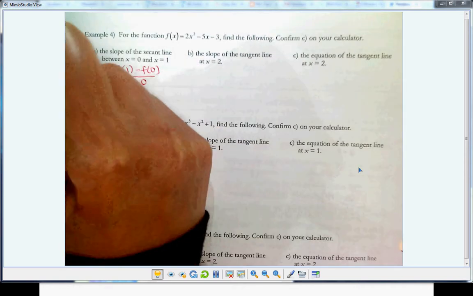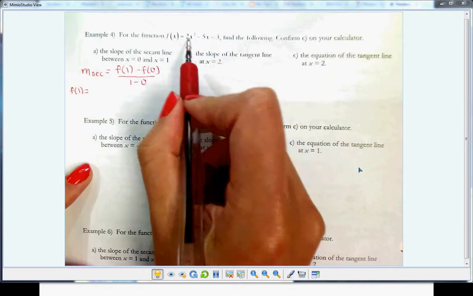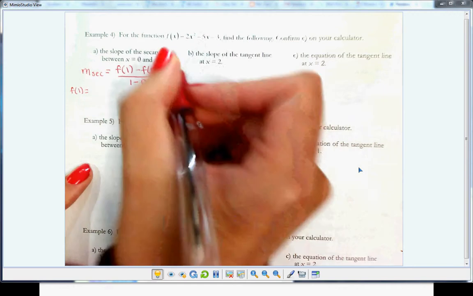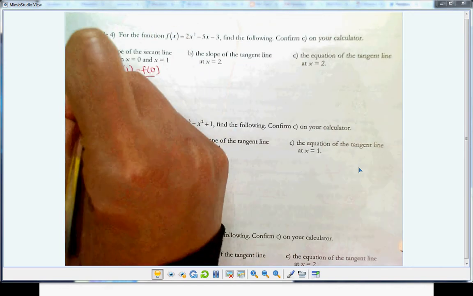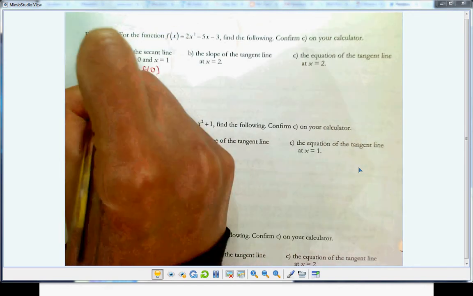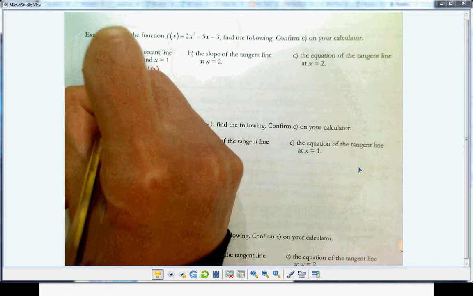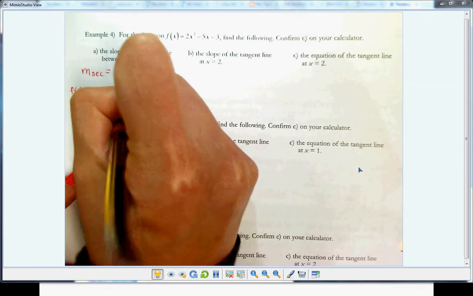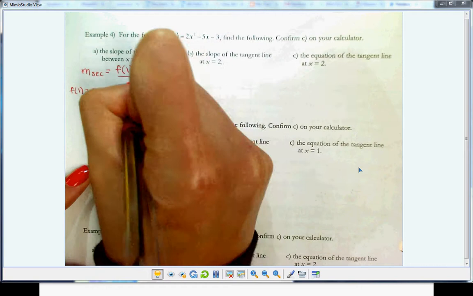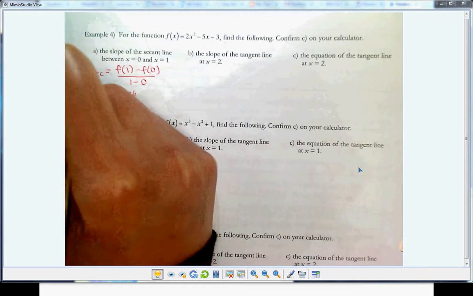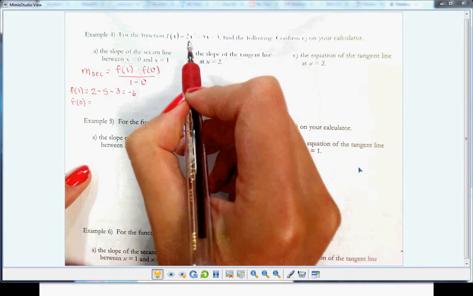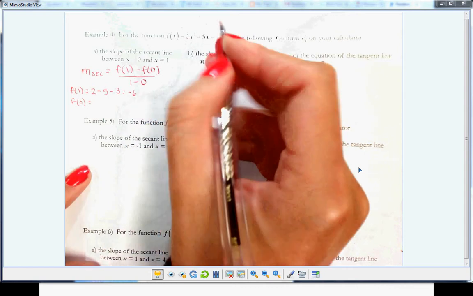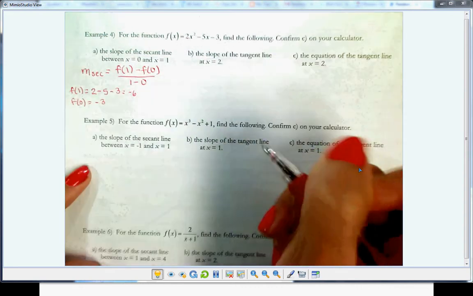Now our f of 1, if you plug into our equation up here, we have 2 times 1 squared, which is 2, minus 5 times 1, minus 3. And that's going to give us negative 3 minus 3, which is negative 6. And f of 0, when you plug in 0, is going to be 2 times 0 minus 5 times 0 minus 3, which is just negative 3.